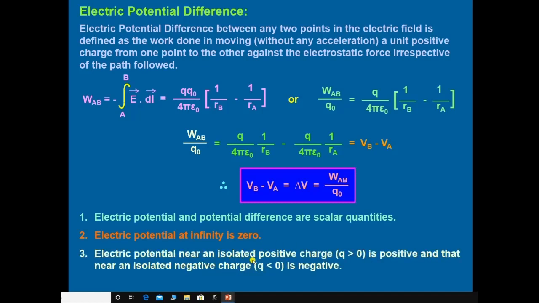Electric potential near an isolated positive charge, Q is greater than 0, that is positive. And in case of near an isolated negative charge, Q is less than 0, that is negative. And the CGS unit of electric potential is stat volt, that is equal to erg divided by stat coulomb.